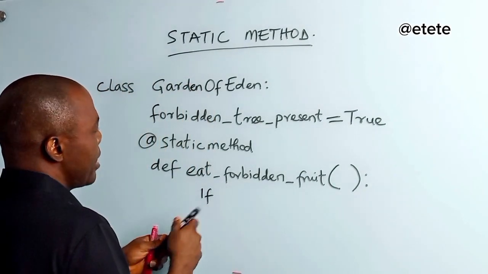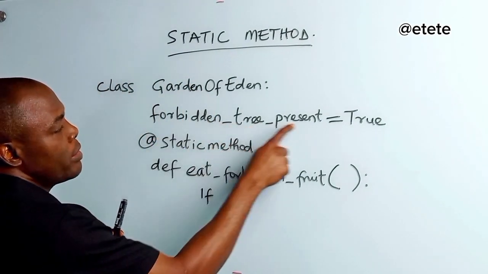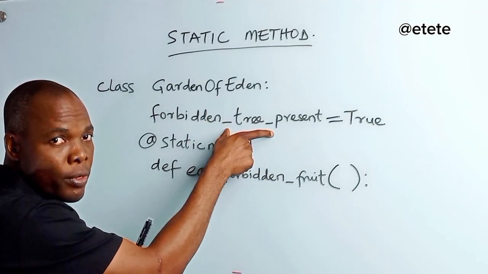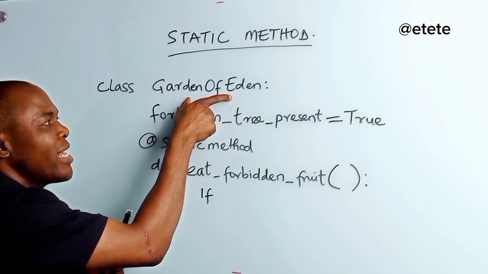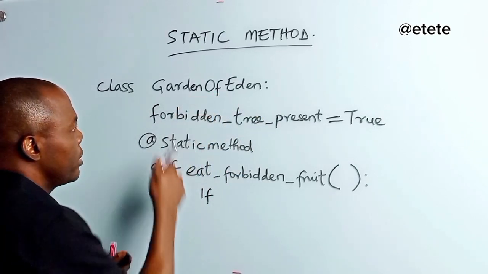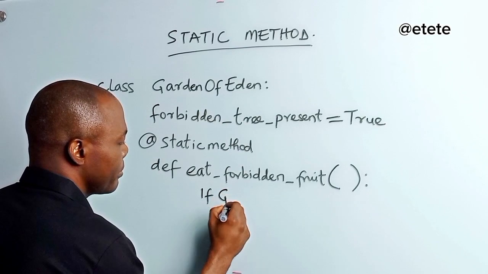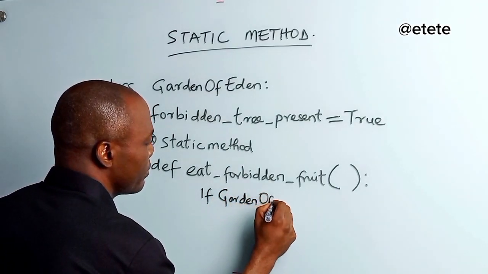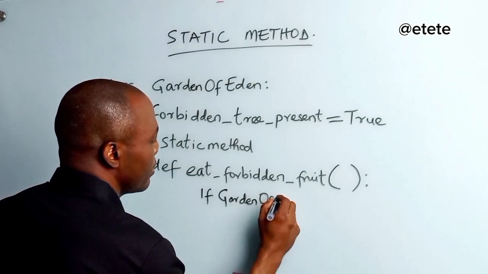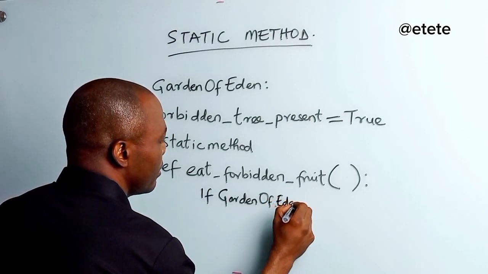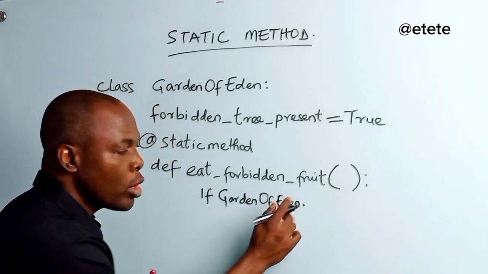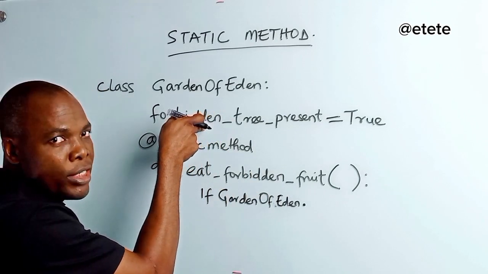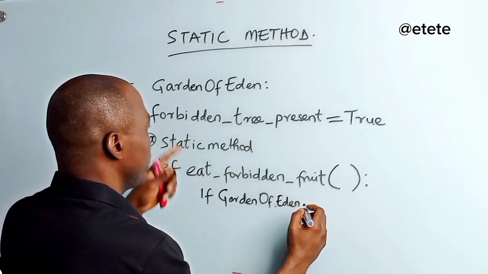If I want to access this forbidden tree attribute, which is the class variable, I will have to access it through the class. Now I'm going to say if Garden of Eden dot, I'm using the dot notation to access this forbidden tree present. So I will say forbidden.